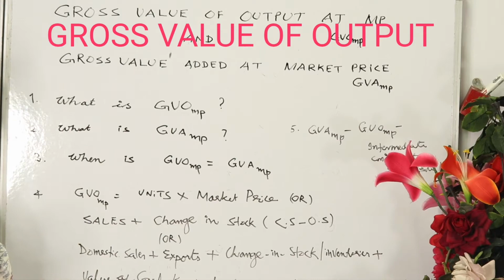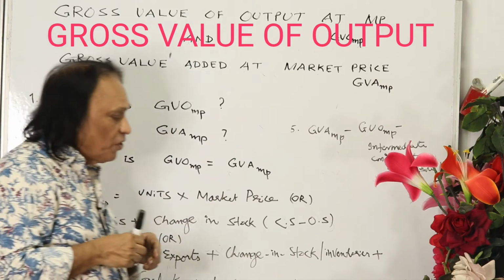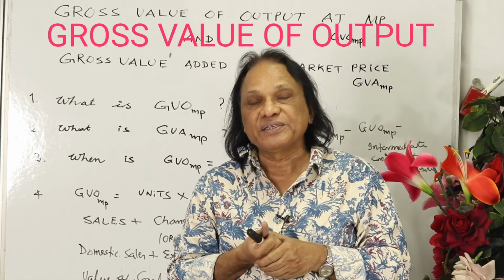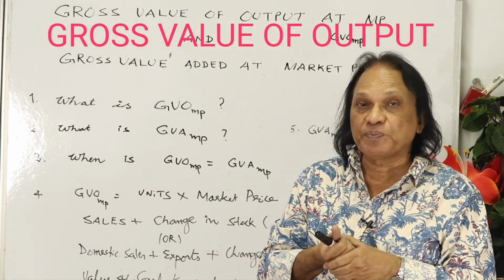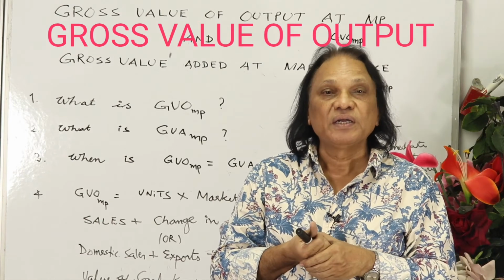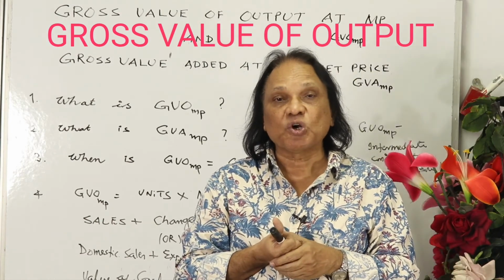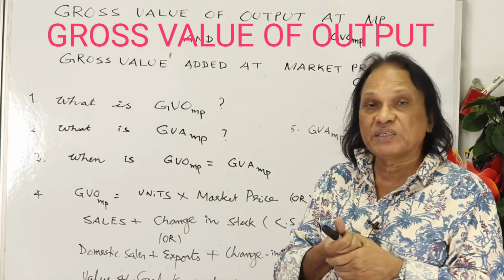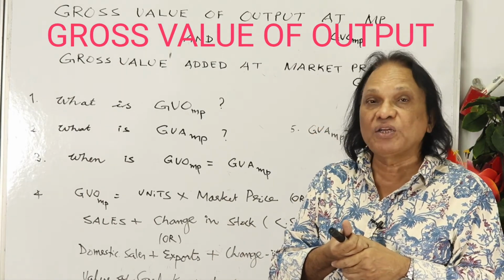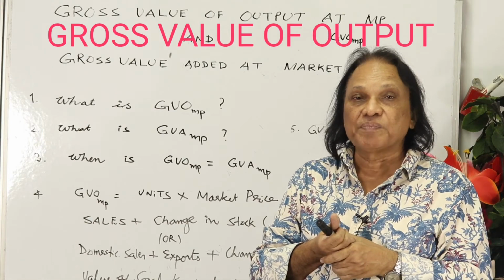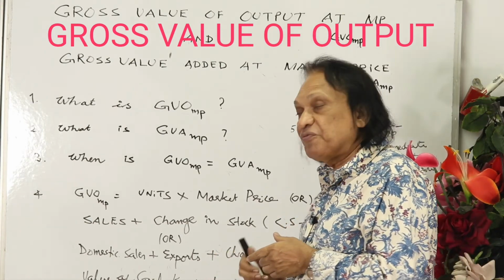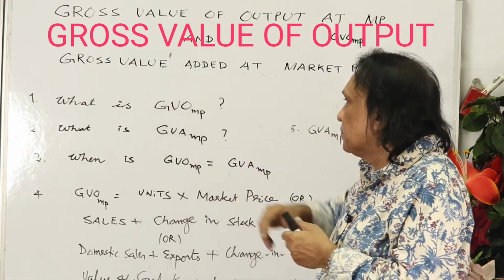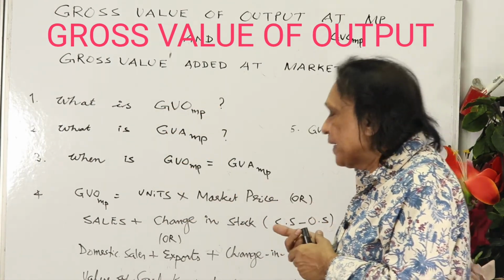So again, I repeat the formula, that's very important. Gross value of output at market price is equal to units into market price, or sales plus change in stock. Change in stock has a formula of its own, closing stock minus opening stock, or domestic sales plus exports plus value of goods kept for self-consumption plus change in stock, or sometimes they call it change in inventories. That's gross value of output. What is gross value added?